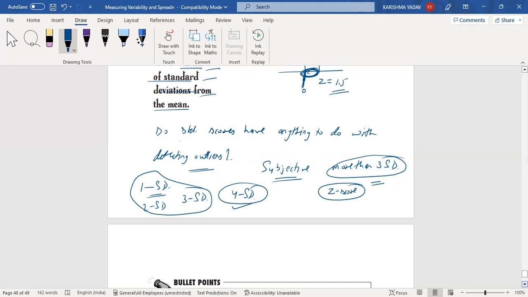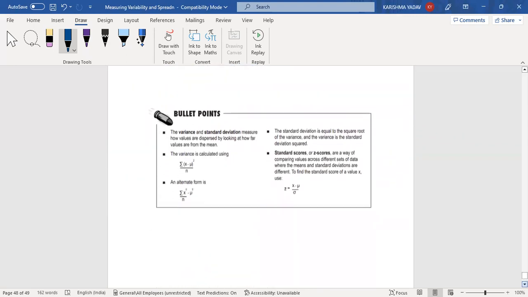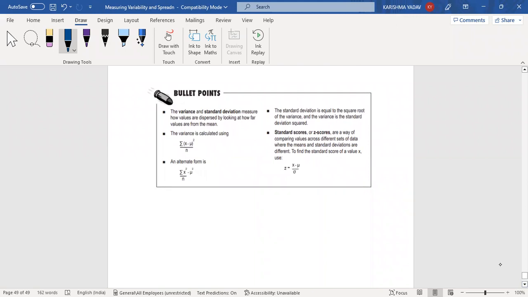Okay, so let's see the summary of this data set. The variance and standard deviation measure how values are dispersed by looking at how far values are from the mean. The formula for the variance is sigma of (x minus mu) whole squared divided by n. An alternate form is sigma x squared divided by n, minus mu squared. The variance is denoted by sigma squared. The standard deviation is equal to the square root of the variance, and the variance is the standard deviation squared.